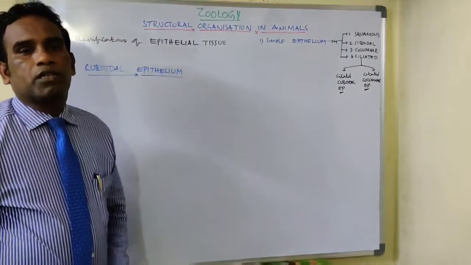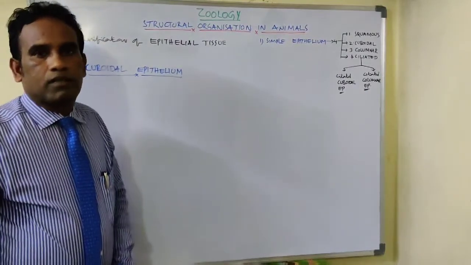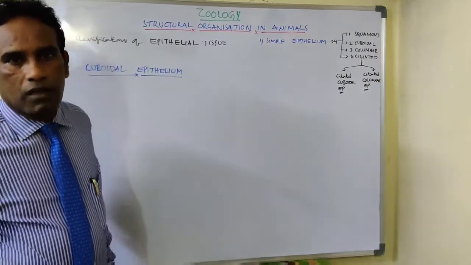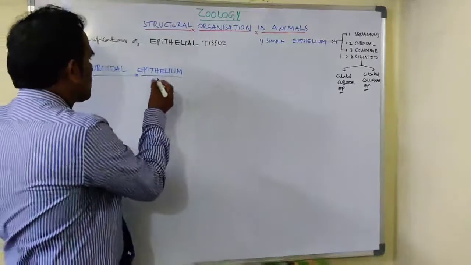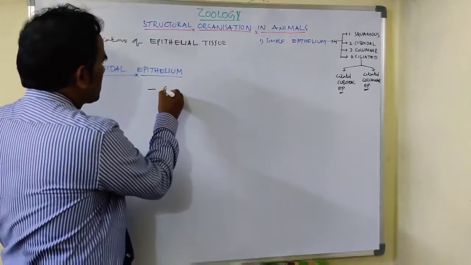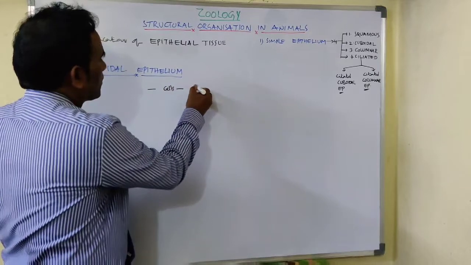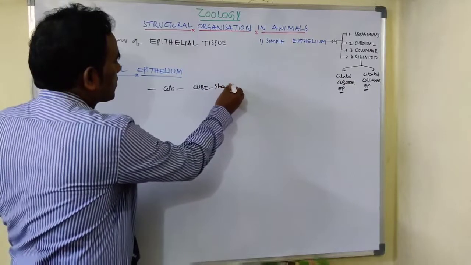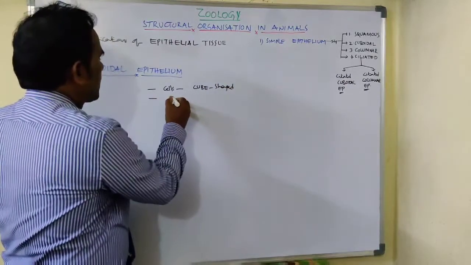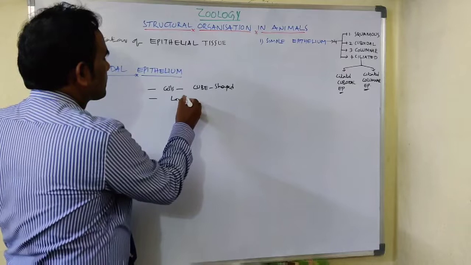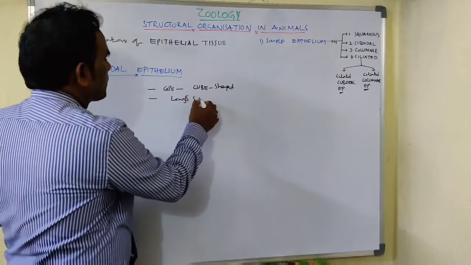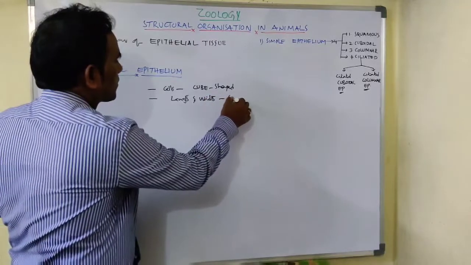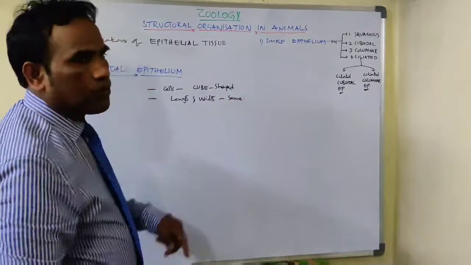So cuboidal epithelium, as we said, the simple epithelium has been divided into 4 types on the basis of the shape of cells. Here the cuboidal epithelium cells are cube shaped, and length and width are the same. So it is called cuboidal.